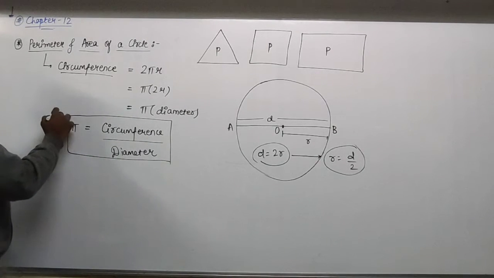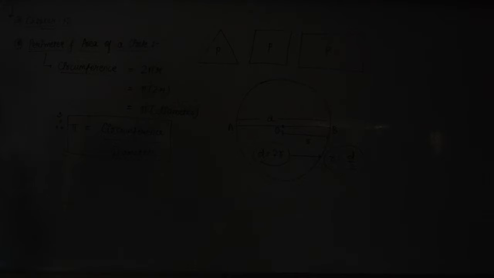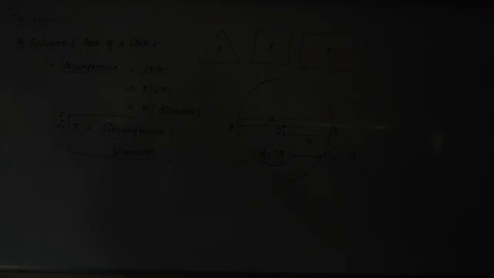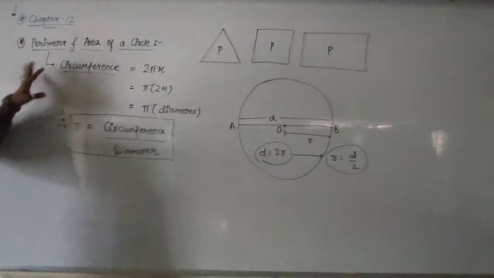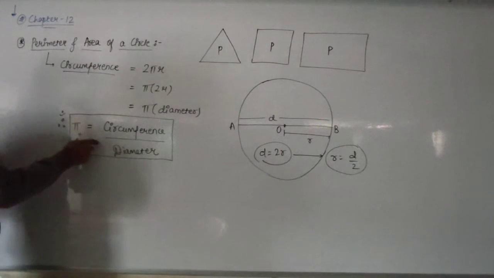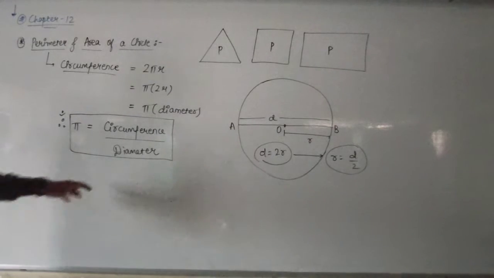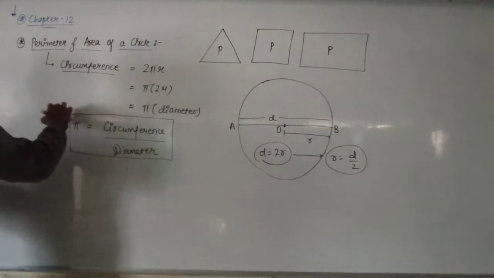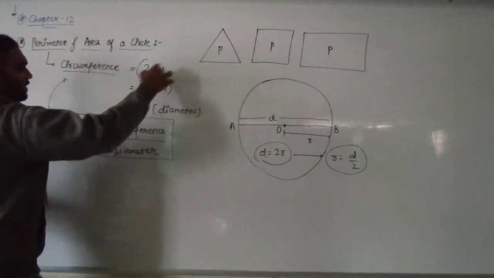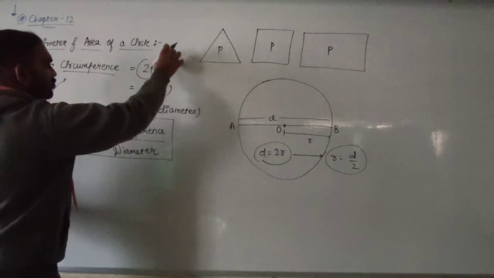Now in the book, you will see this is written first. In the textbook you have been given this formula first, that pi is equal to circumference divided by the diameter, and from there they have derived the formula, that circumference is equal to 2 pi r, right?